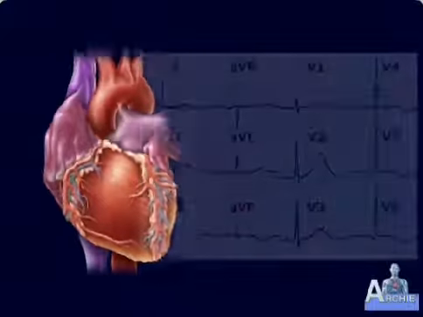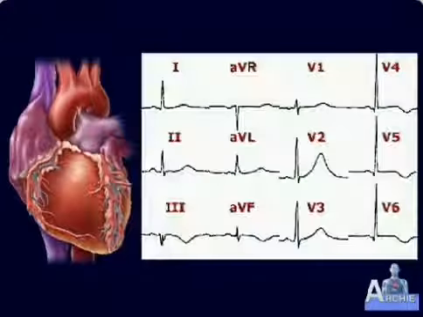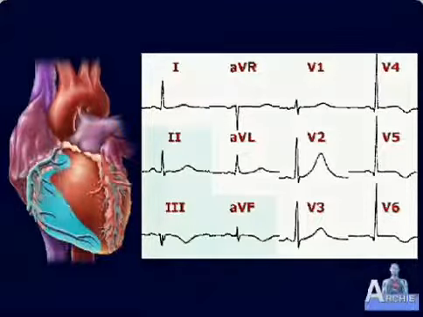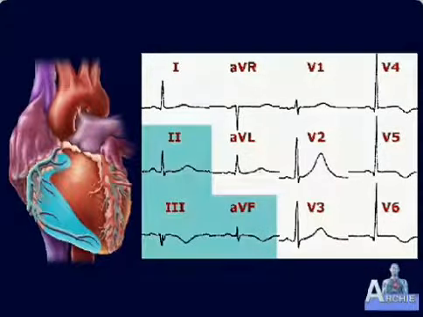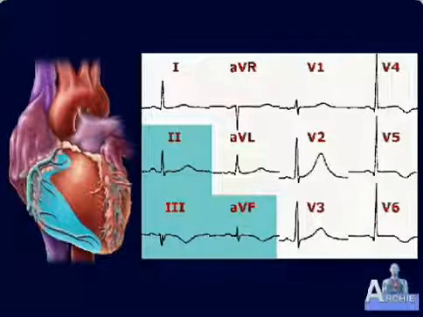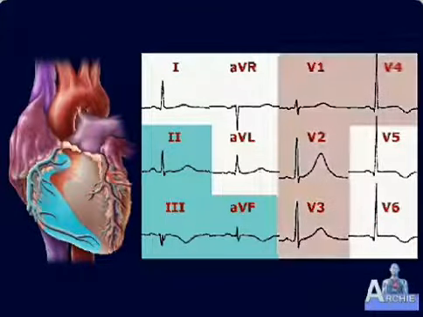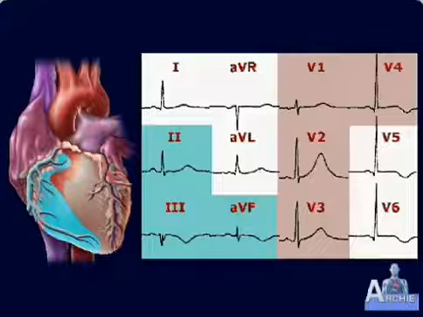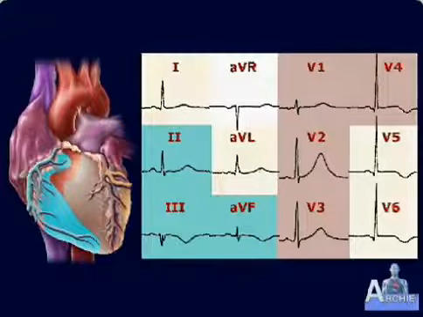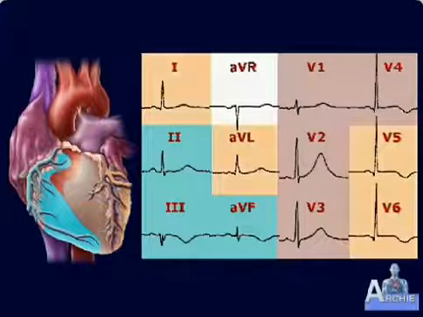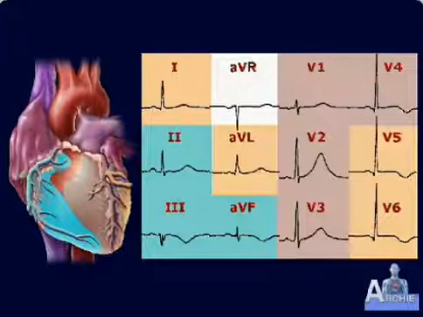The 12-lead electrocardiogram, or EKG, records cardiac conduction in the various regions as shown. The right coronary artery, shown in blue, is represented by leads 2, 3, and AVF. The left coronary artery, in gray, is represented by leads V1 through V4, and the left circumflex artery, in tan, is represented by leads 1, AVL, V5, and V6.